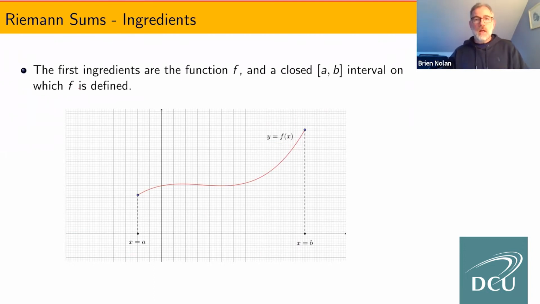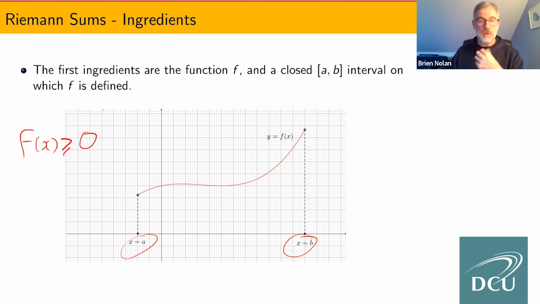Okay, so I'll go through the ingredients that we need to build up this thing. Our starting point is a function f. Its graph is shown. It's going to be defined on a closed interval [a, b], stretching between x equals a and x equals b. And we're going to be looking at functions f of x which are non-negative. That's going to be our starting point, and then we can expand out to essentially any function. So those are the first two ingredients: the function f defined on a closed interval [a, b].